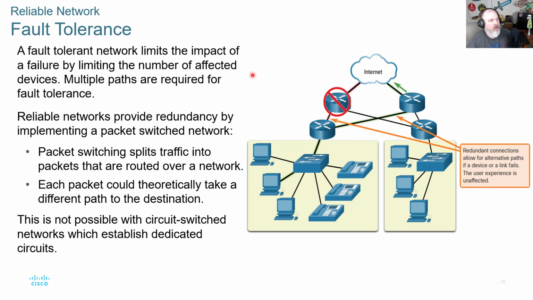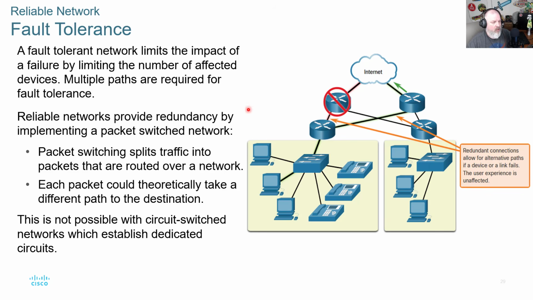Fault tolerance means that the network limits the impact of failure by limiting the number of affected devices. So multiple paths are required for fault tolerance. We see we have multiple paths here. So if this router right here goes out, traffic can be routed this way and still work. Maybe slower, but you're still going to get your network through.